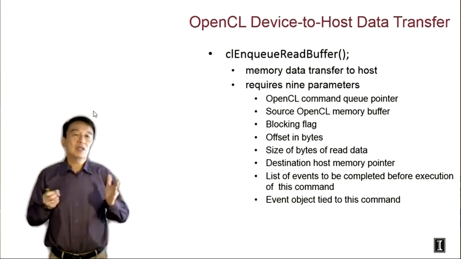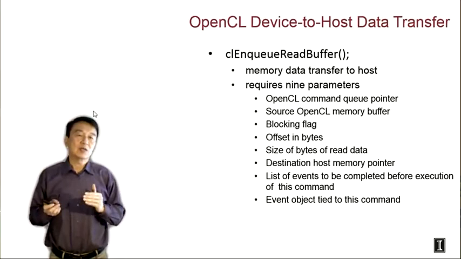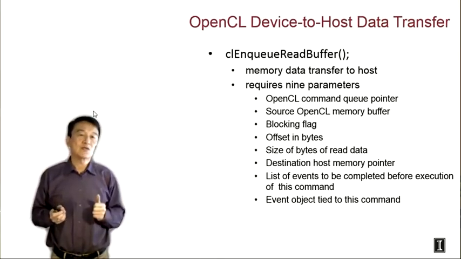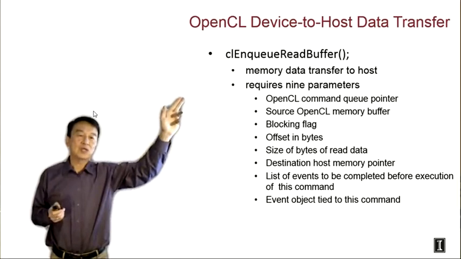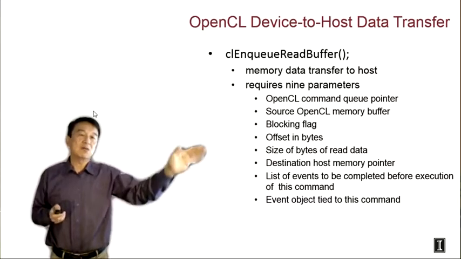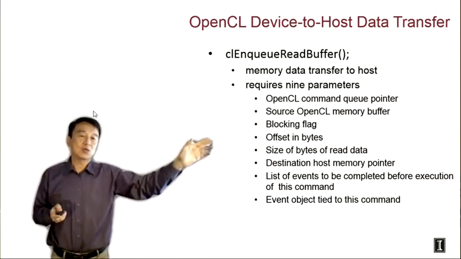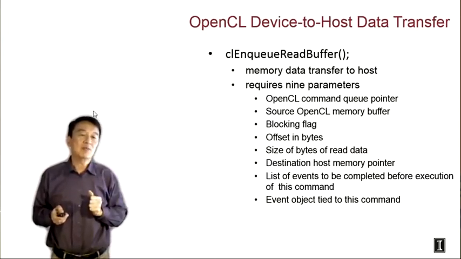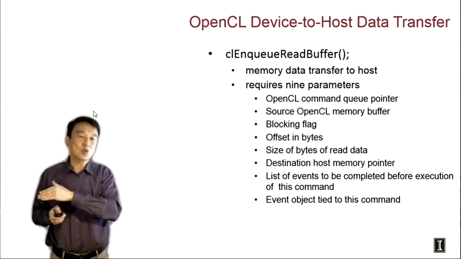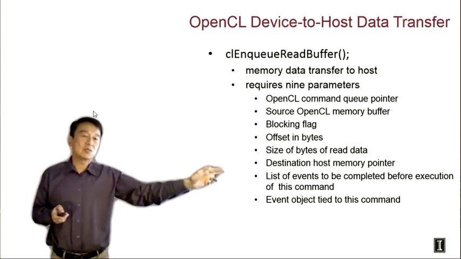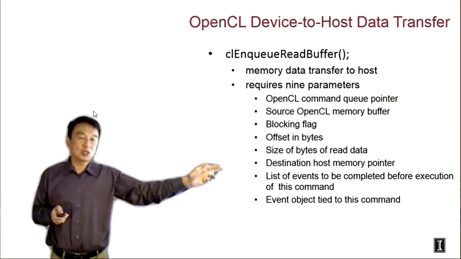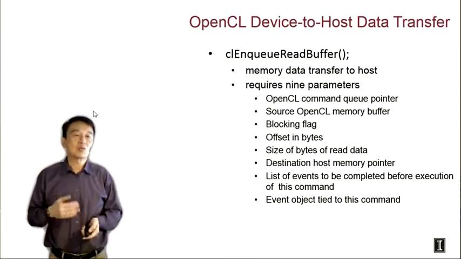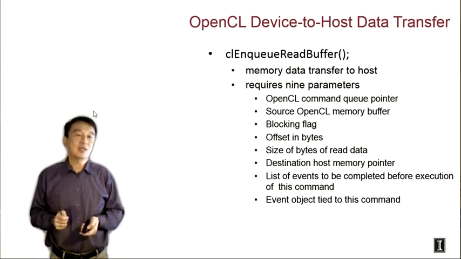And now we have the counterpart that does device to host data transfer. This is called the clEnqueueReadBuffer API function. It requires pretty much the same 9 parameters. It's just that the roles of the parameters are a little bit different, because now the OpenCL memory buffer in the device is the source, and the host memory pointer is the destination. Everything else is pretty much the same as the enqueue write buffer API function.